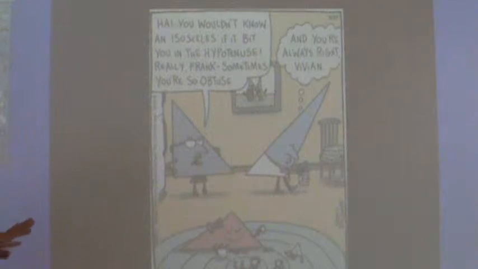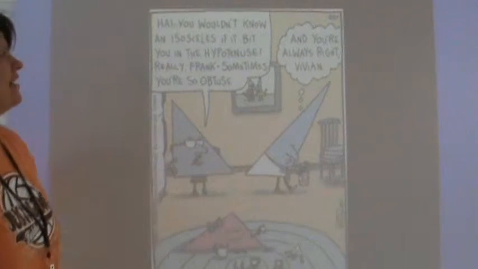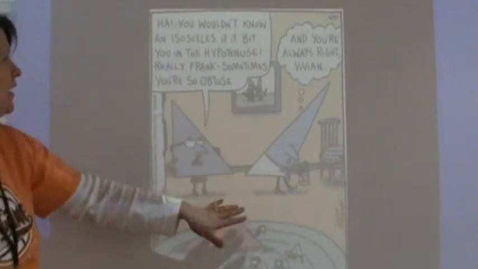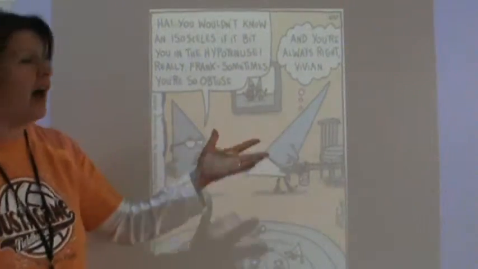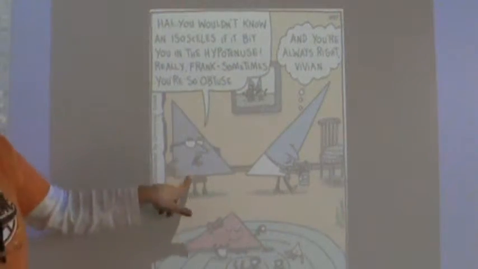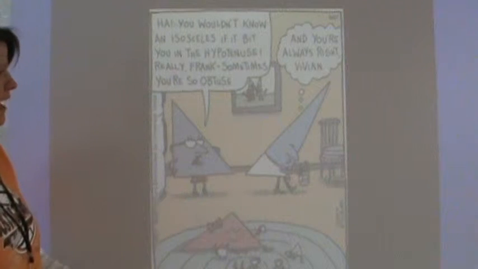Here's a little math joke. It says, "Ha, you wouldn't know an isosceles if it bit you in the hypotenuse." "Really, Frank, sometimes you're so obtuse." So he's an obtuse angle. "Haha, very funny." And he says, "And you're always right, Vivian." She's a right angle. So, a little math joke.